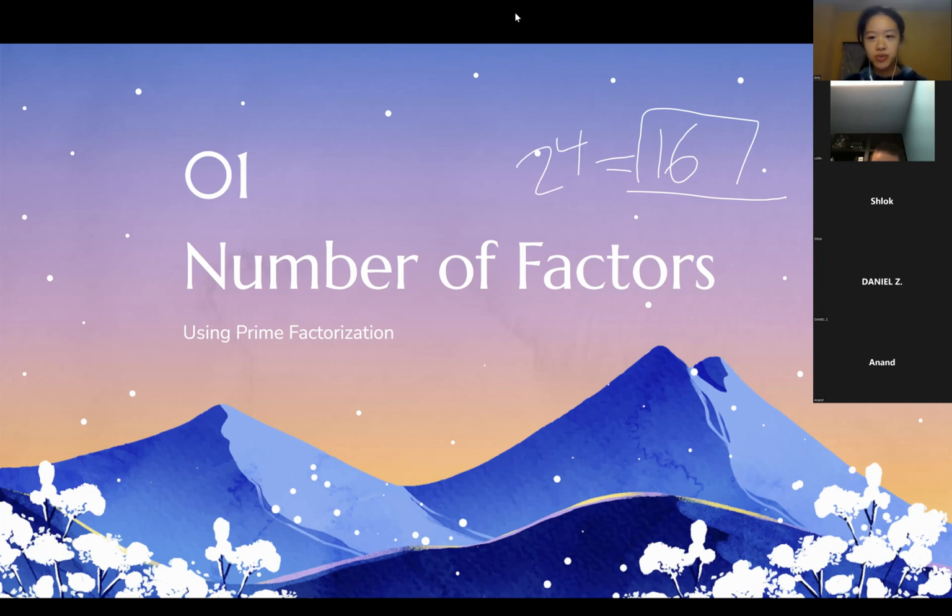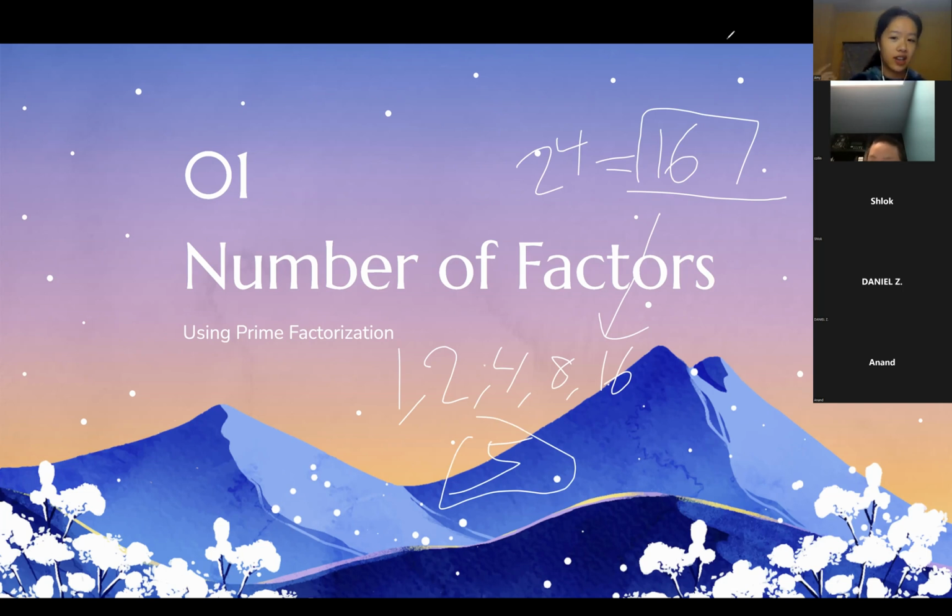But right now, if we just brute force it and think about it in our heads, what's the smallest factor of 16? That would be 1. What's the second smallest factor? That's 2. And then 4, and then 8, and then 16. So if you list out all the factors and count how many there are, there are 5 factors. That's one way to count the number of factors in a number.